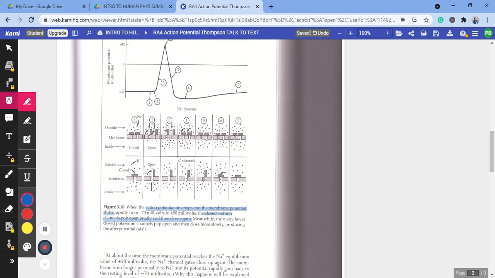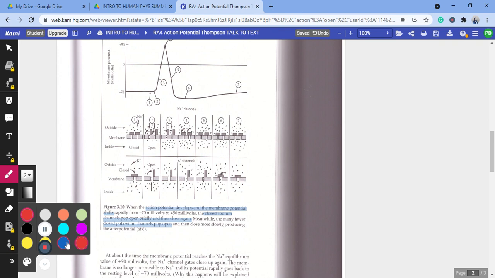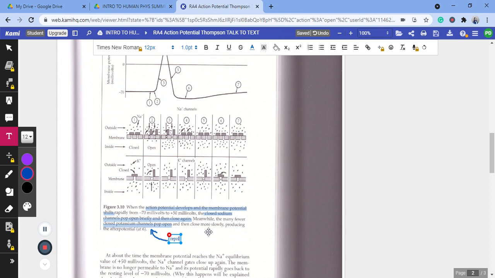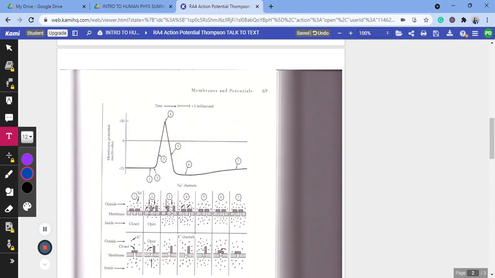Meanwhile, the many fewer closed potassium channels pop open and then close more slowly, producing the after potential. So when the closed potassium channels pop open, I believe that is what we call repolarization. As we can see here.